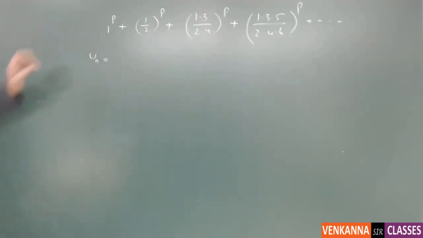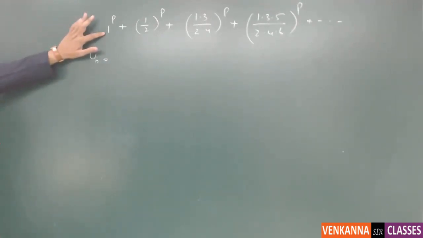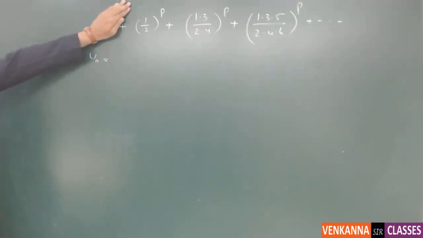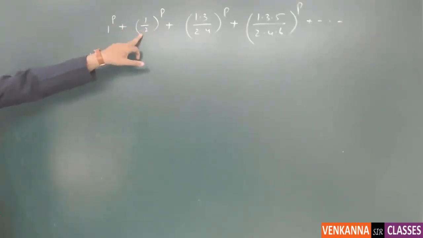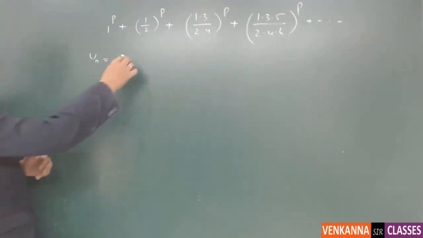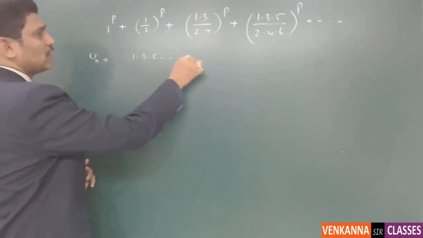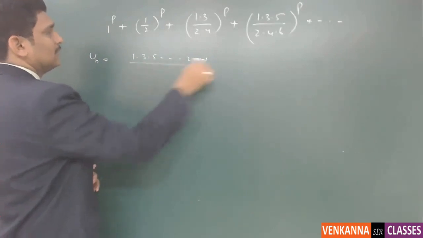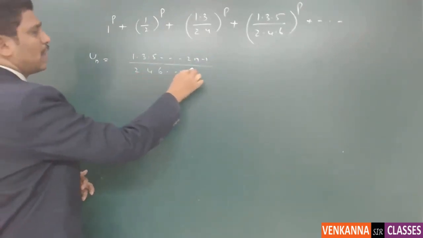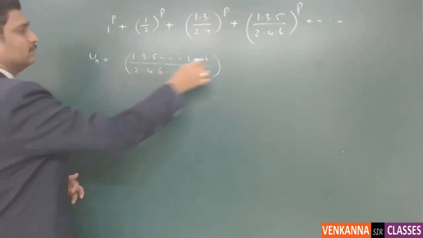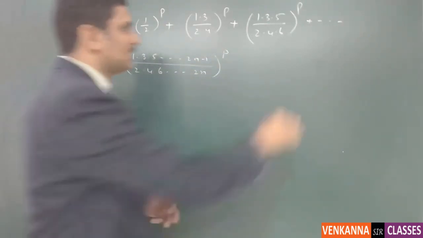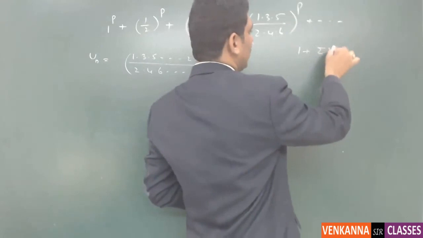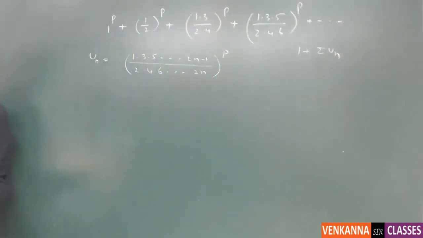So if you write the nth term there, un is equal to, again, you cannot generalize the first term. So I am skipping this. For the rest of the part, I am writing the nth term. So it is going to take it as (1 into 3 into 5 into so on 2n minus 1) by (2 into 4 into 6 so on 2n) whole power p. So the given series is nothing but 1 plus sigma un. Accepted? And we do the remaining procedure as it is.